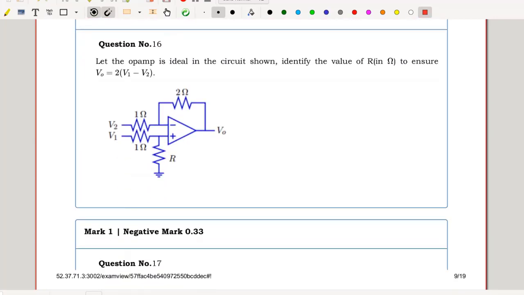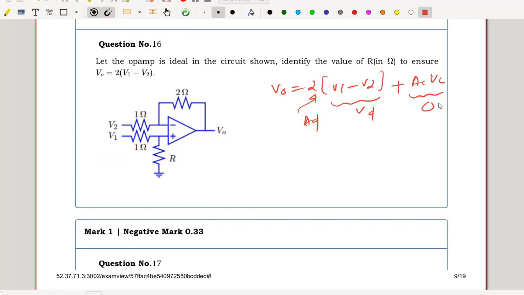Question number 16. Let the op-amp be ideal in the circuit shown. Identify the value of R in ohms to ensure V out equals 2 times V1 minus V2. V out equals 2 times V1 minus V2 implies the output contains only the differential term Vd, and this will be my AD. My AC and VC components are 0, the common mode components are 0.